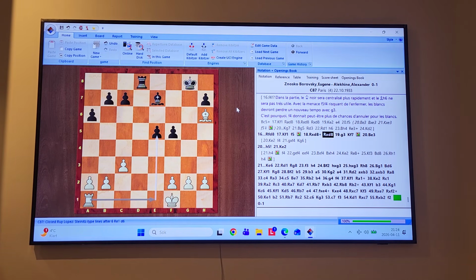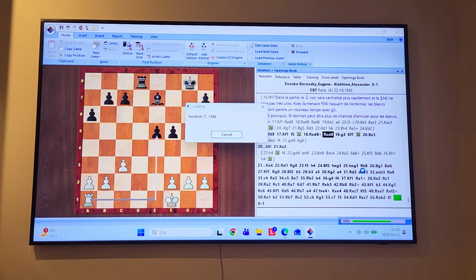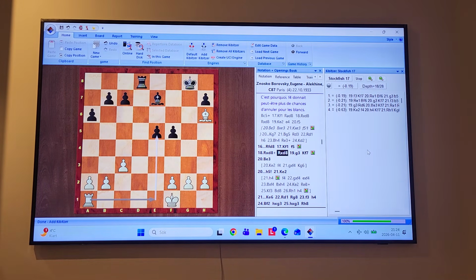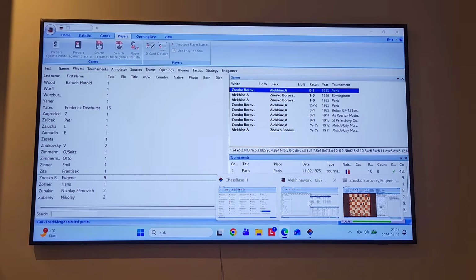I should mention to you, if you put on the computer here, it will say that the position is about equal, with a slight initiative to black. So, yeah, we will look at this in a minute.